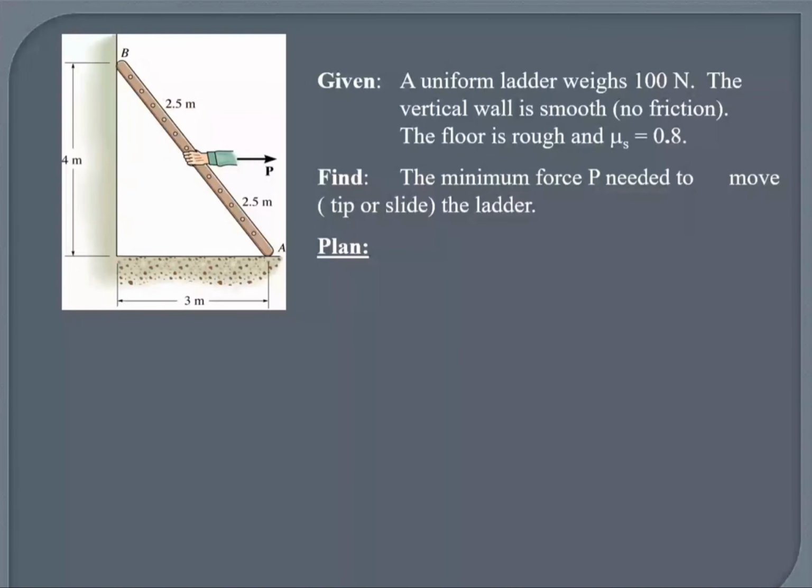100 Newton. Weighs 100 Newton. The vertical wall is smooth, so this one is smooth. No friction, there is no friction. The floor is rough and its coefficient is given. The floor is rough and the mu(SN) is 0.8. Find the minimum force P, that's the force P, to move the ladder.